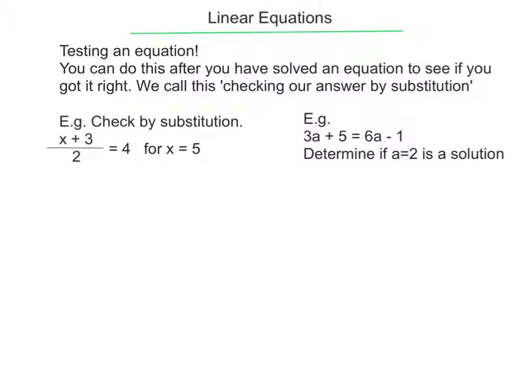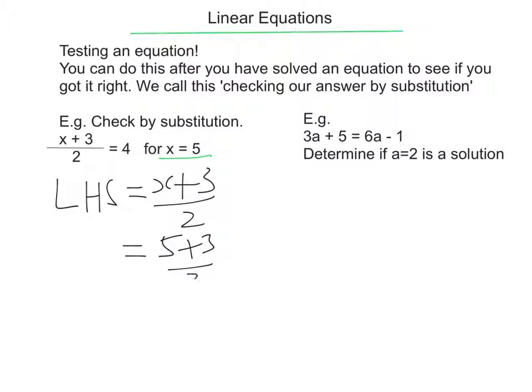In this example, x plus 3 over 2 equals 4. So we can say that the left-hand side is equal to x plus 3 over 2. By substituting for x equals 5, we can then replace the x with 5. So that becomes 5 plus 3 over 2, which is equal to 8 over 2, which is equal to 4. This is the same as the right-hand side. So we have shown that this is actually a true solution, one that works.